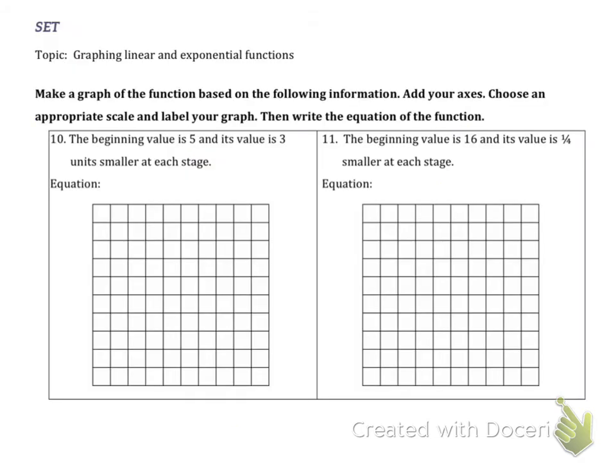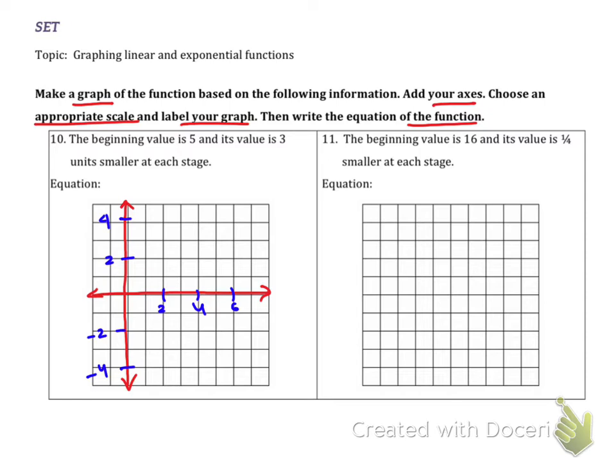So here we see the question for this part is to make a graph. First you have to make a graph of the function based on the following information. Add your axes, choose an appropriate scale, label your graph, and then write the equation of the function. Alright, let's first start making the axes. I can create my axes like this, this is going to be my y-axis, and if I assume this to be the x-axis, okay, and then I can mark it as 2, 4, negative 2, negative 4, 2, 4, 6.